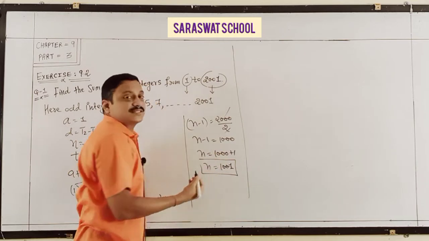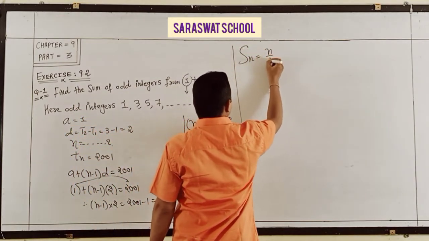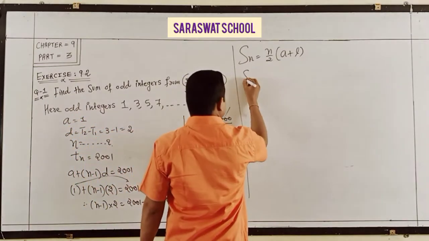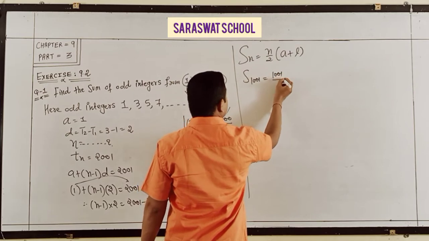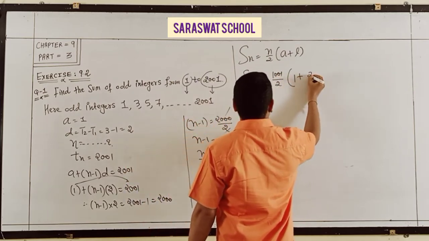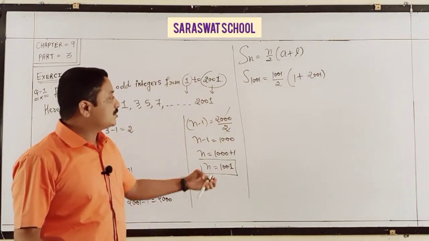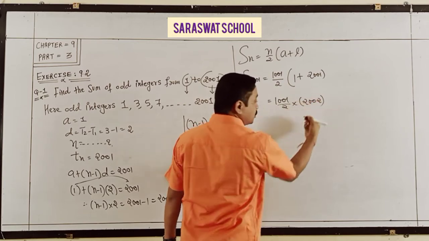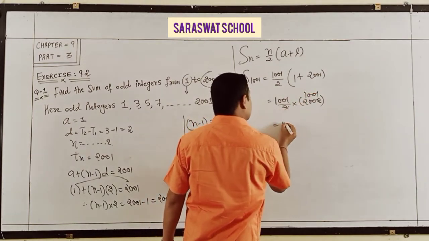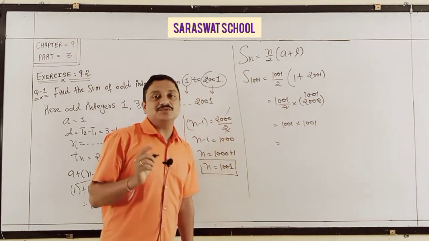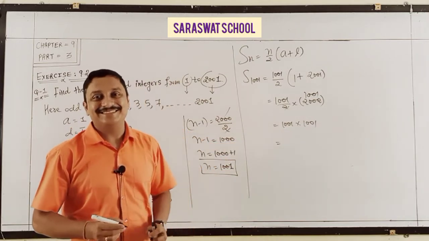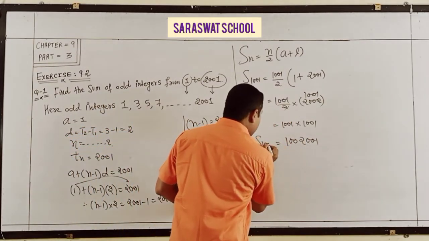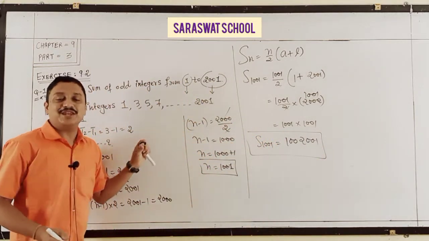Now I want the summation. Sn equals n by 2 times (a plus l), because it is an arithmetic progression. Applying the summation: n is 1001, so 1001 by 2, a is 1, and l, the last term, is 2001. Now students, here we can easily create our answer. So 1001 and it is 2002. Cutting that, we get 1001. So 1001 into 1001, and here students, use your calculator and you get the answer very easily. That is the sum of the first 1001 odd numbers.